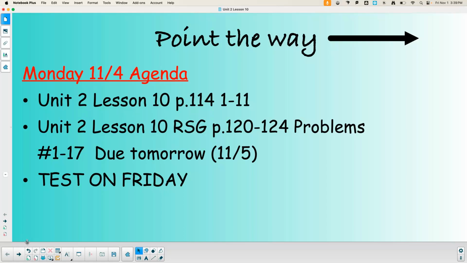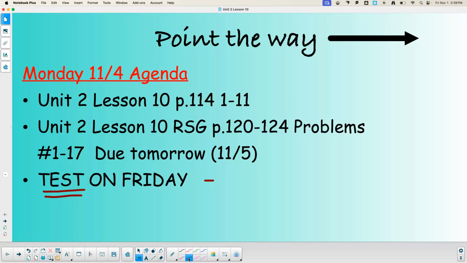Couple of things about this week. We're going to have lesson 10 today on Monday. The homework tonight will be due tomorrow in class. But the big one here is that you are going to have a test, your next Unit 2 summative.